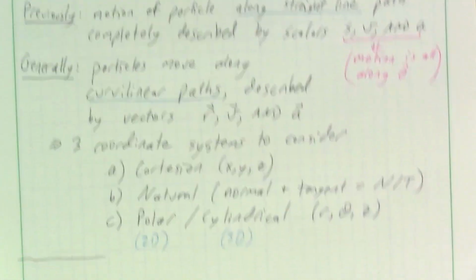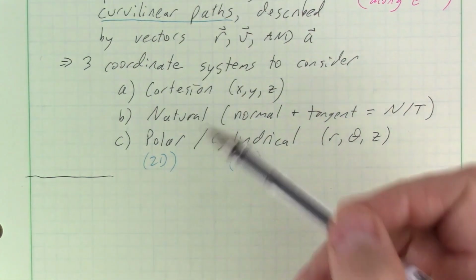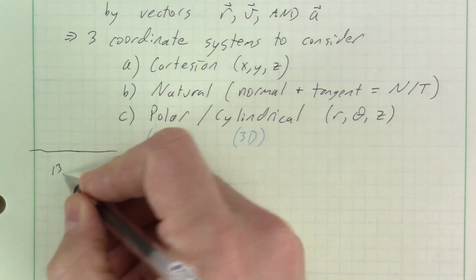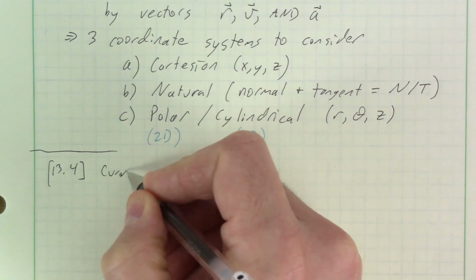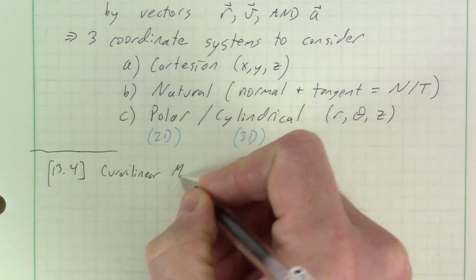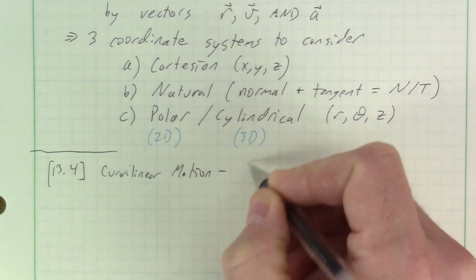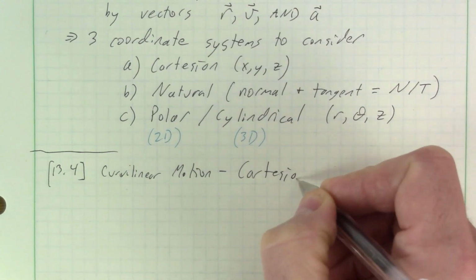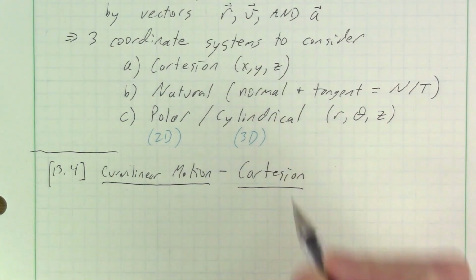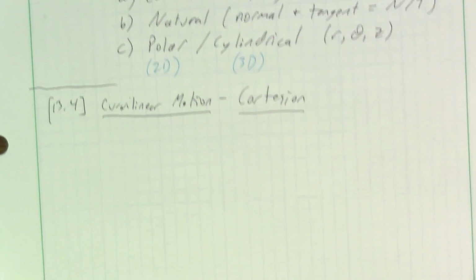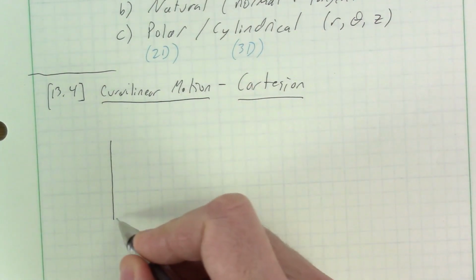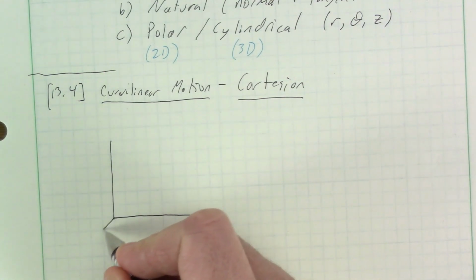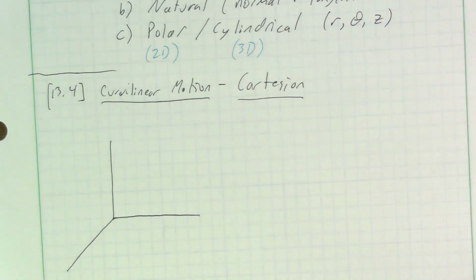Okay, so let's jump into the first one here, which is Cartesian. This is 13.4 in the book. Curvilinear motion, Cartesian. All right, so let's start here with a diagram of a path, and maybe it's not fair to even put the coordinate system on there yet. Maybe even pretend that's not there yet.